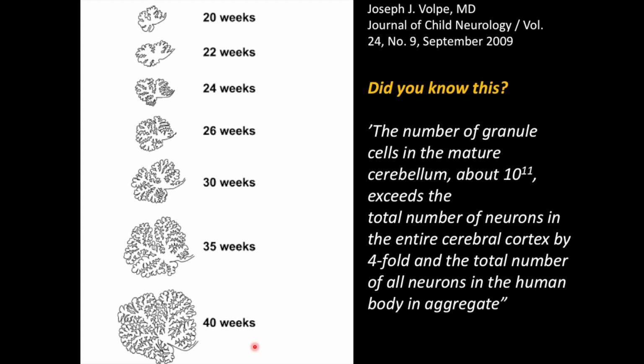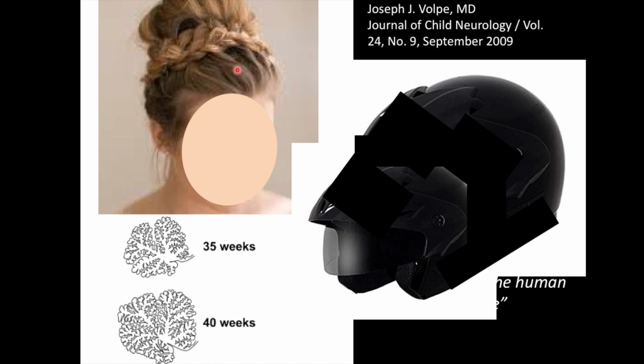The outermost layer is now formed by the molecular layer, limited by the pia. And did you notice that the number of granule cells in the mature cerebellum is almost 4 times that of neurons in the cerebrum? Because they are very tiny, they are packed into a small little brain out there. Otherwise our cerebellum would have been much bigger, and this hairstyle would have never gone out of fashion, and our helmets would have looked like this.